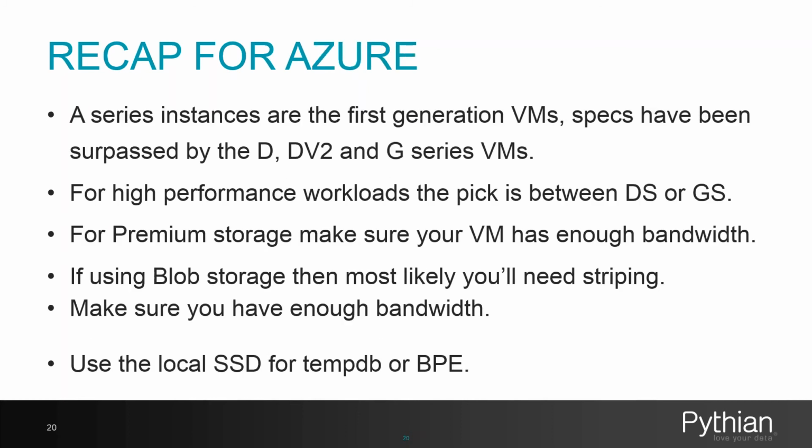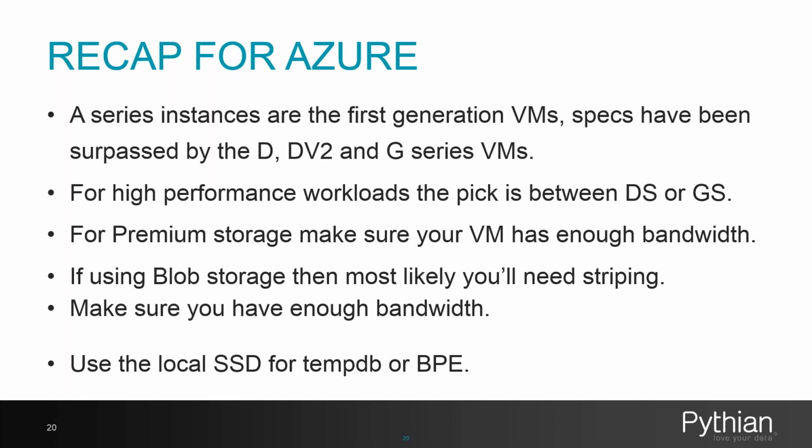Recap for Azure. So the A series was the first generation. It has been surpassed by the DV2, and the G series. However, for a specific high-performance SQL Server, we want to go with DS or GS because these are the ones that allow premium storage. And premium storage is critical for having a high-performance SQL Server on Azure. Okay. For premium storage as well, make sure your VM has enough bandwidth. We want to make sure that bandwidth is not going to become a bottleneck. And there are published amounts of, like I said, the IOPS and the megabytes per sec that you get both for DS or GS. Make sure you take that into consideration.